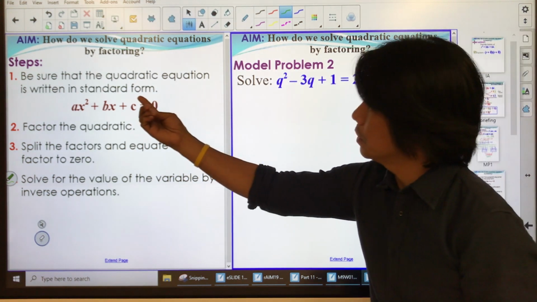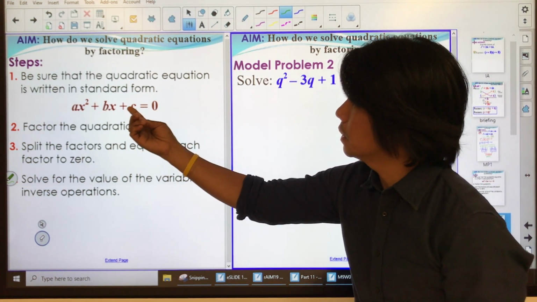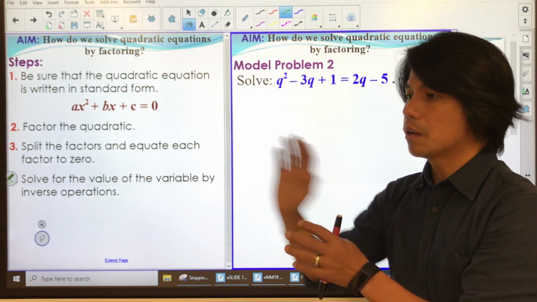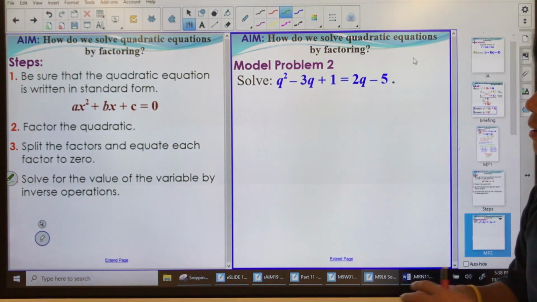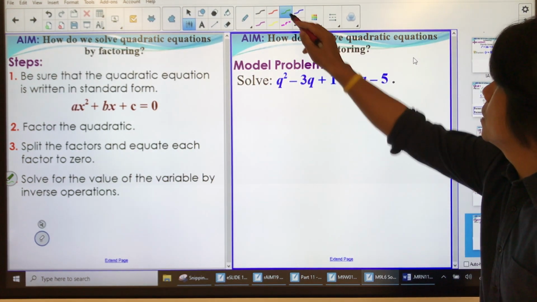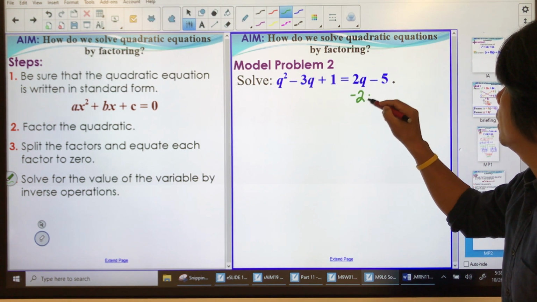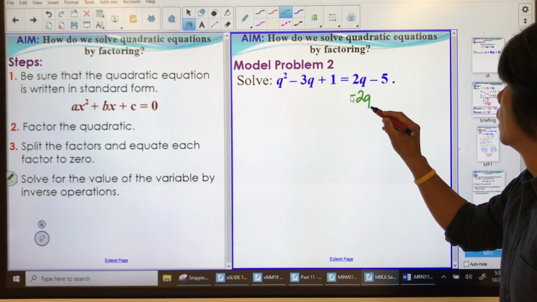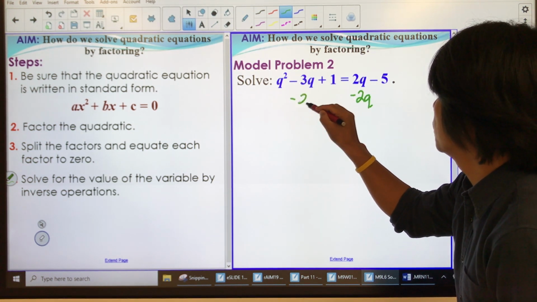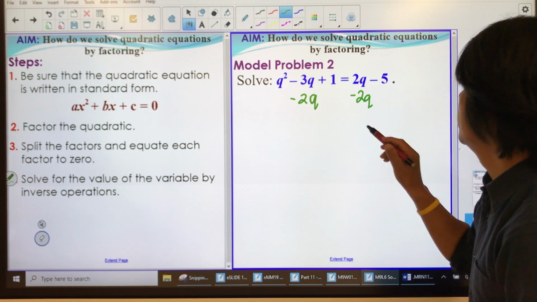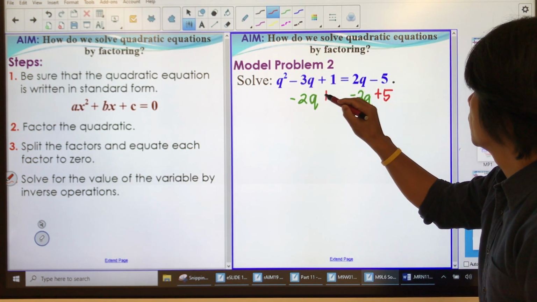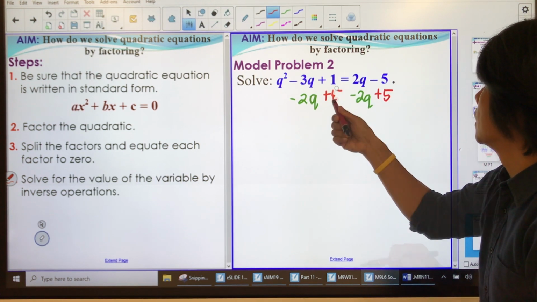Now again, be sure that the quadratic equation is written in standard form, which is, again, all the terms on one side, it's equal to 0, and the exponents are descending. Okay, now what do we do? We take away 2q here. We're going to write down that under 3q, so 2q, right? And also, we are going to add 5 on both sides.